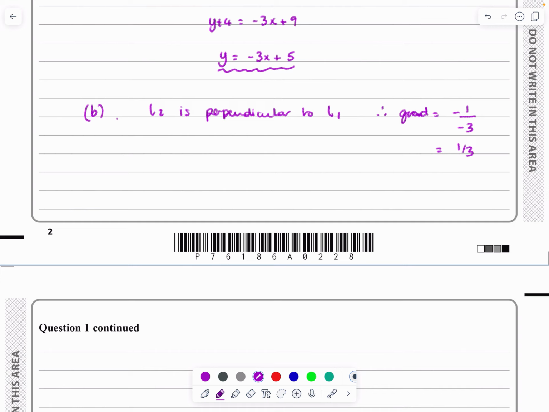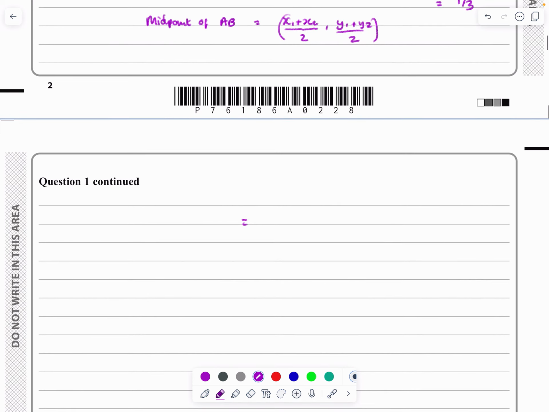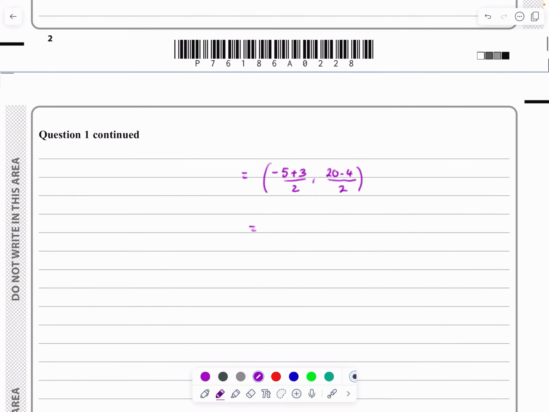I need to find out what the midpoint is. So the midpoint of AB is x1 plus x2 over 2, y1 plus y2 over 2. So let's put our values in for A and B for that. So that would be minus 5 plus 3 over 2, and then 20 minus 4 over 2. Well, that gives me the point minus 1, 8 as being my midpoint.